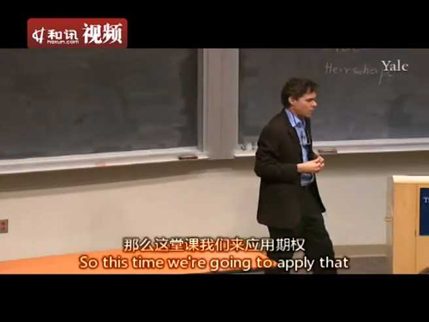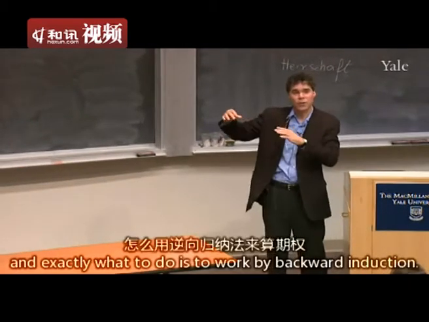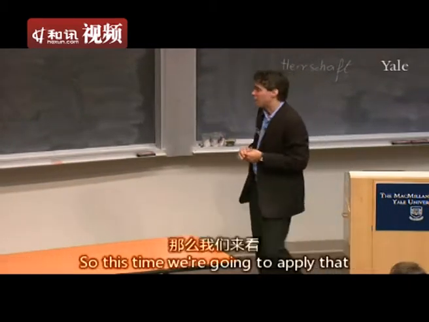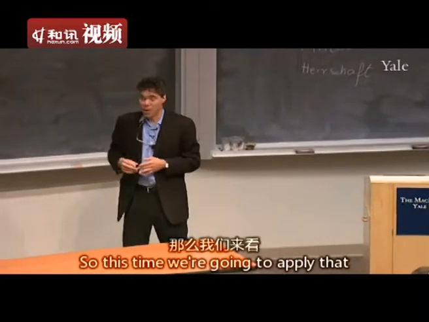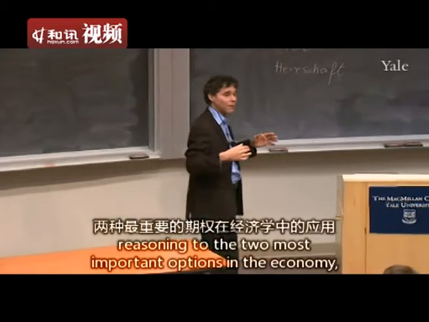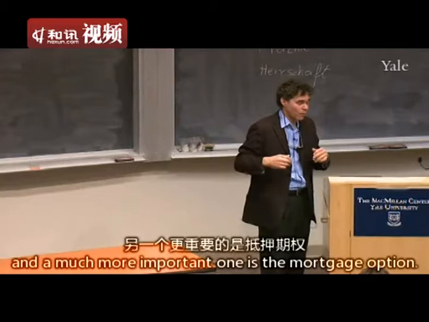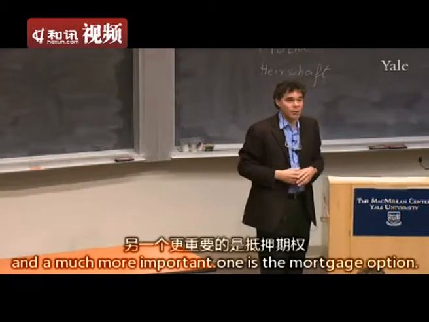So this time we're going to apply that, and the way to figure out exactly what it's worth and exactly what to do is to work by backward induction. So this time we're going to apply that reasoning to the two most important options in the economy. One is callable bonds, and then a much more important one is the mortgage option.